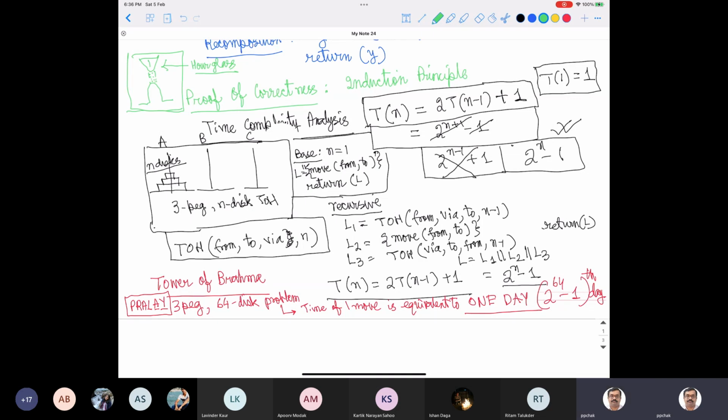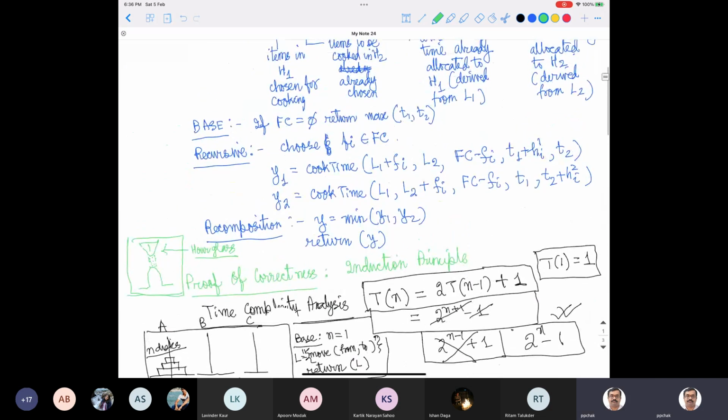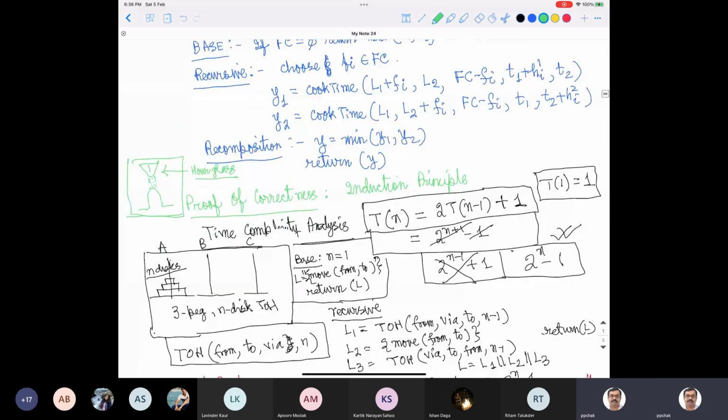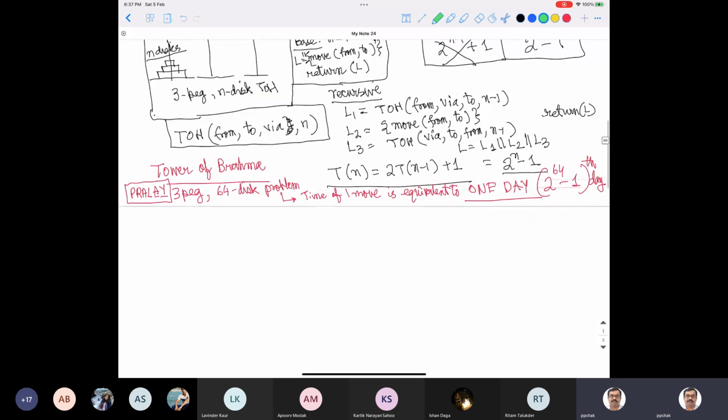Anyway, let us come back to what we are really interested in today. We are doing this cooking problem. We found that the total time complexity is 2 to the power n minus 1. As a bifurcation, we said that it is similar to the Tower of Hanoi problem. Now, coming back to our cooking problem, what is the next thing in the algorithm design?